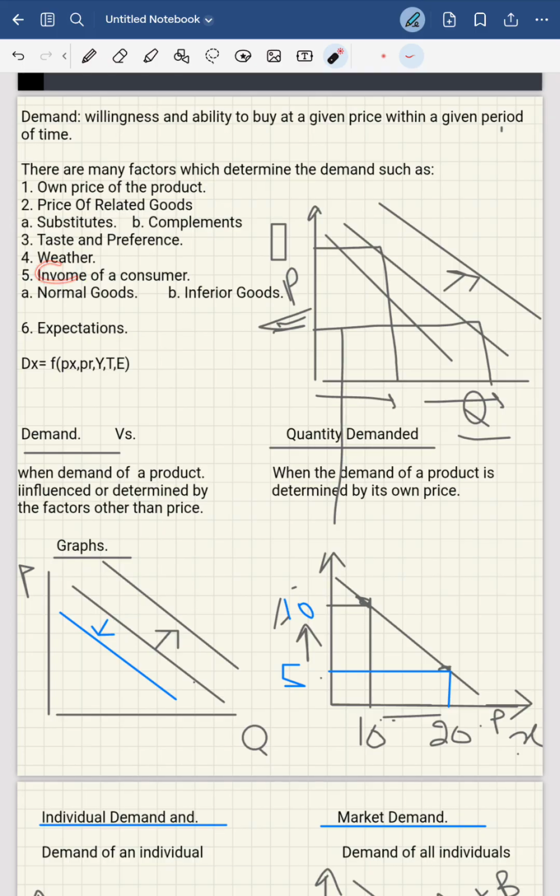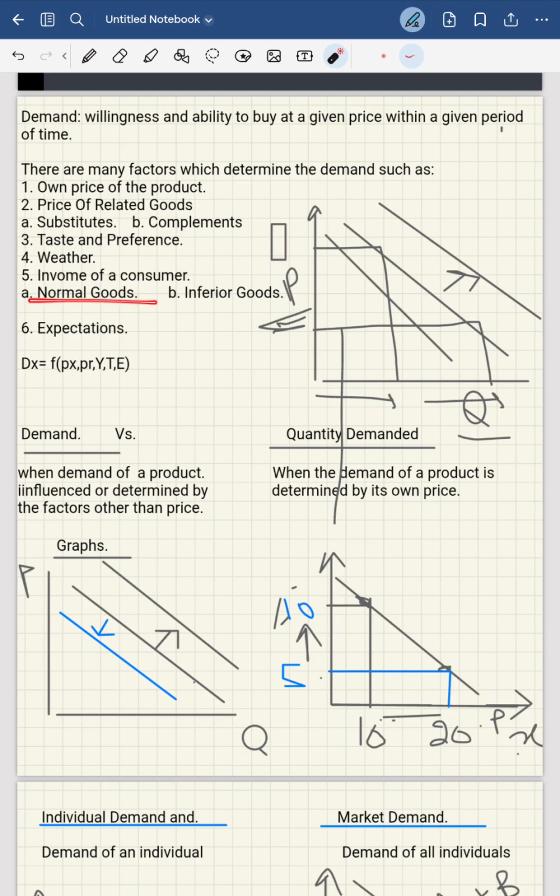Income of the consumer. If my income is low, I will not spend it on useless things like chocolates, etc. I will buy only meaningful things. But if my income is high, I will spend more on other things too. So in the case of income, we simply divide goods into two categories, normal and inferior goods. What are the normal goods and what are the inferior goods? Let's take the example of our necessities of life. Food is our basic necessity.